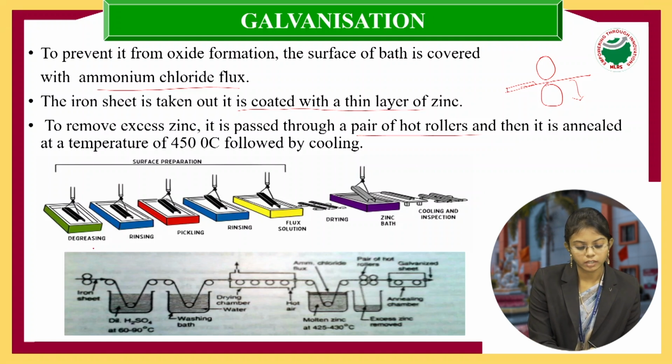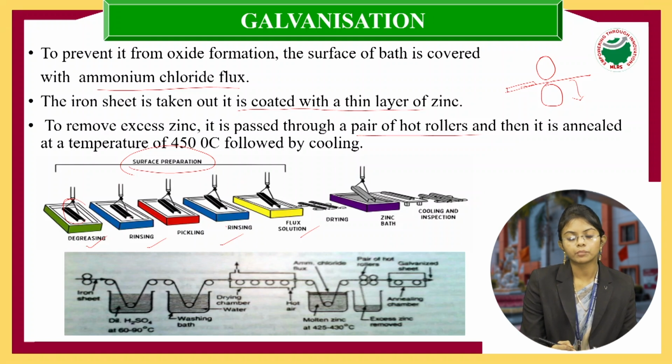If you observe the picture here, first we are going to do a surface preparation. Like this, a bath will be there. You are going to dip your iron metal in these baths to remove the impurities or to clean all the impurities or the rust on the iron metal. And finally you are going to dip it in the molten zinc, and it is covered by a thin layer of zinc, and now it is moved into hot rollers like this. A pair of hot rollers are there. Now here you are going to pass your metal so that the excess zinc is removed.